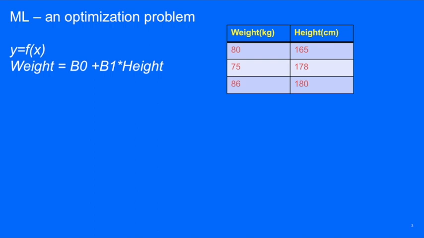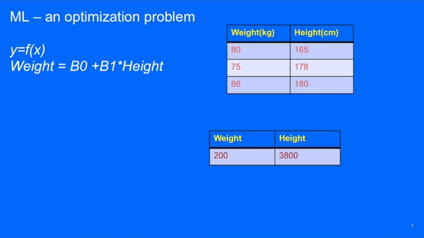Now check with this particular data. Height 3800 and b1 is 0.5. No, we are missing something. How about with this data? Height is 150 and b1 is 0.5. There also we are missing something, right?